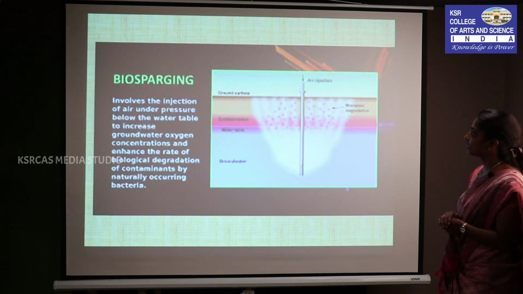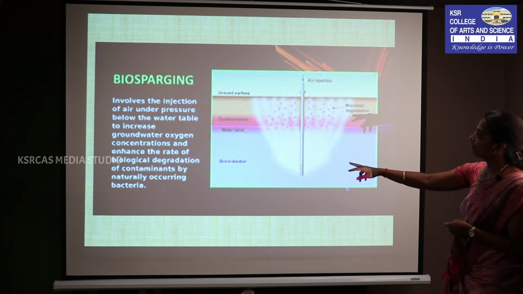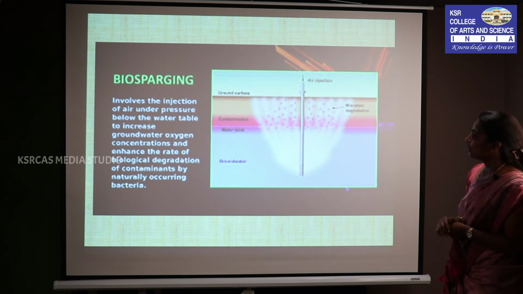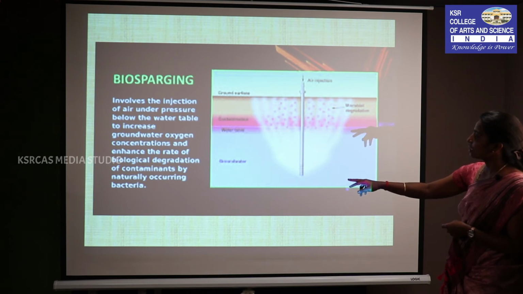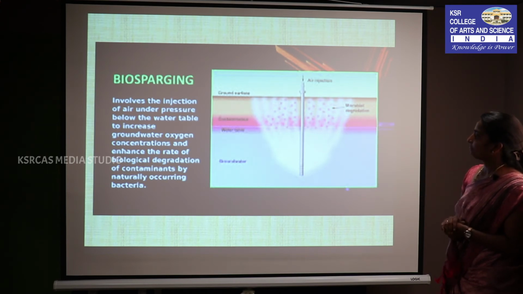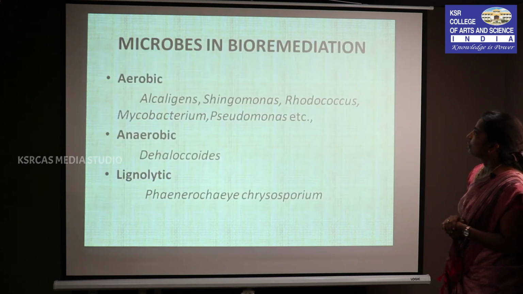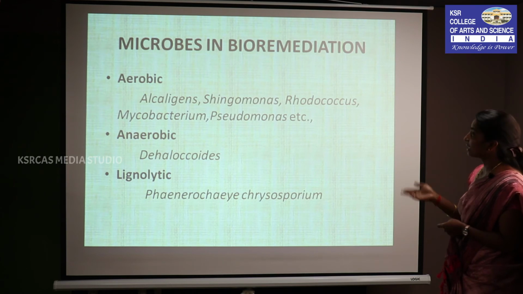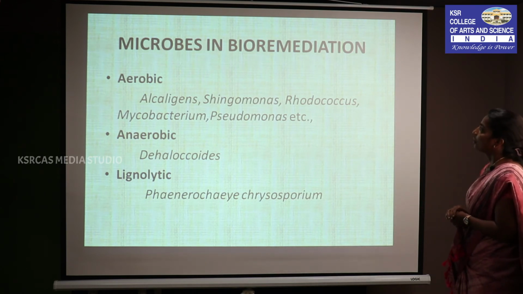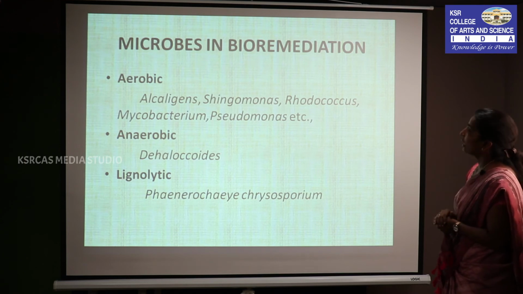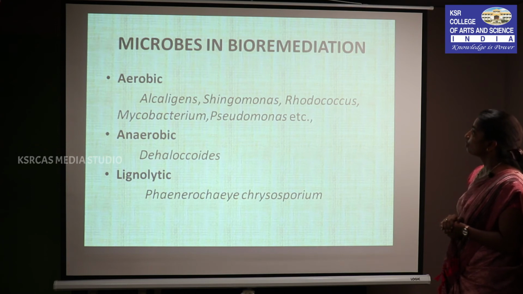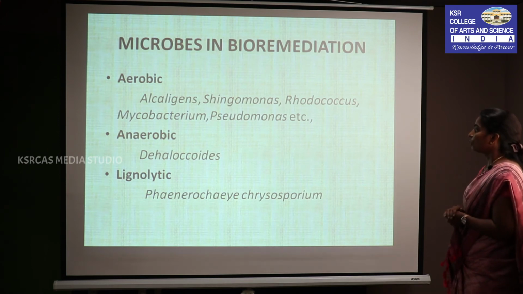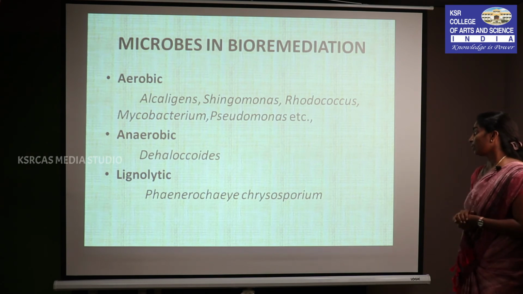This is a picturized representation of biosparging. Here the groundwater oxygen level will be increased by giving the oxygen supply, so biological degradation of contaminants will take place. Here are some examples of microorganisms that are involved in bioremediation. For example, aerobic microorganisms: Alcaligenes, Sphingomonas, Rhodococcus, Mycobacterium, Pseudomonas, etc. For anaerobic, Dehalococcoides, and for lignolytic, Phanerochaete chrysosporium.